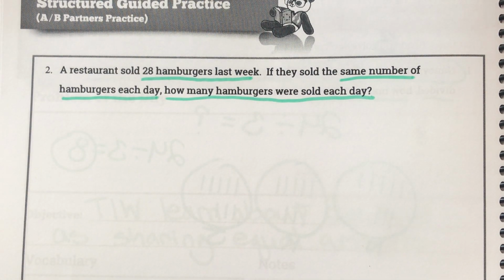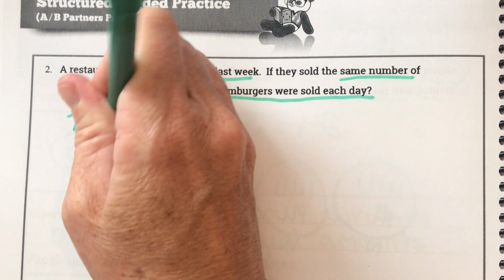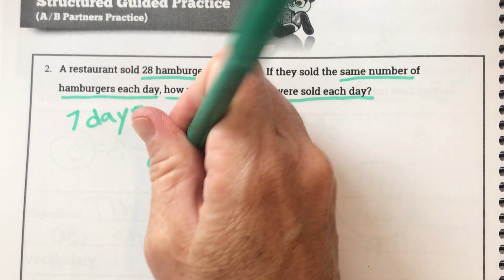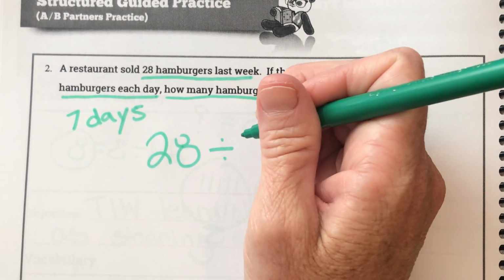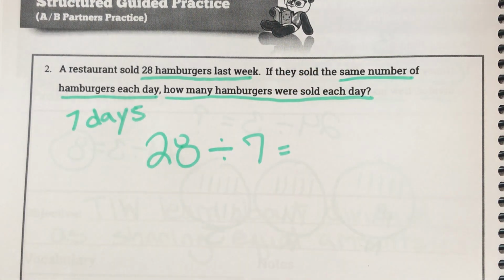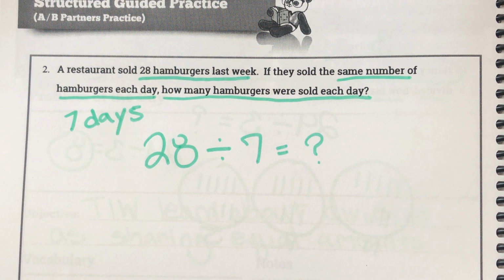But here's the problem, friends. They only have one number, 28. What numbers are we missing? It says they sold the same number of hamburgers each day. Well, a week has 7 days in it. So that's the trick there, is a week has 7 days. So I know that 28 hamburgers were sold, and they want us to divide that into the 7 days of the week and figure out how many were sold on each day.